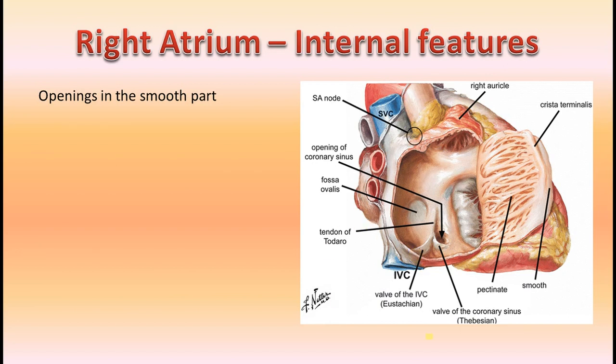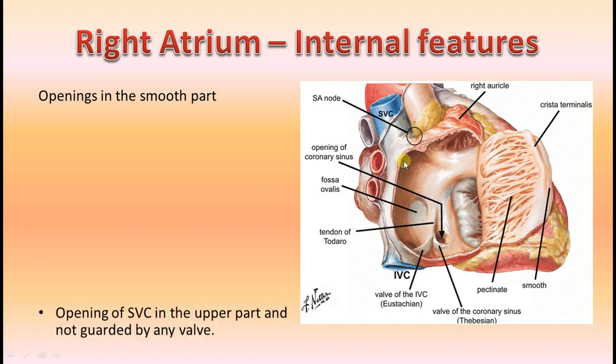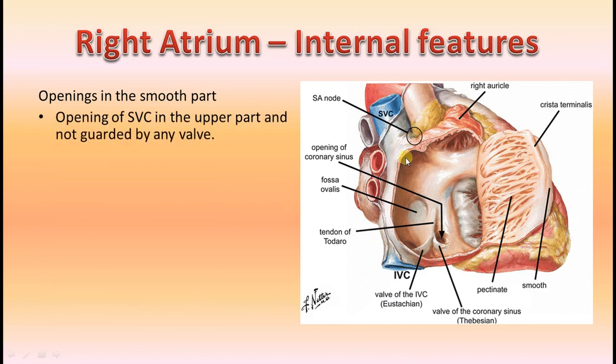So now what you are visualizing is the smooth posterior part. Now the openings you see in the smooth posterior part begin with the opening of the SVC. Here you are able to see the opening of the superior vena cava in the upper part, and it is not guarded by a valve. If at all, you will be able to see a small tubercle here. Otherwise the opening of the SVC is not guarded by any valve.